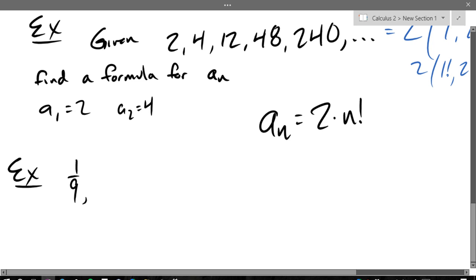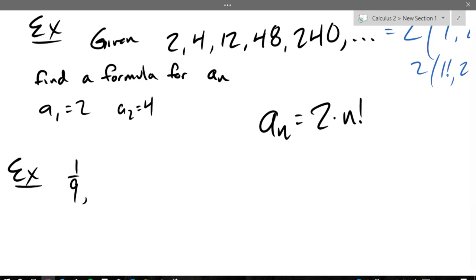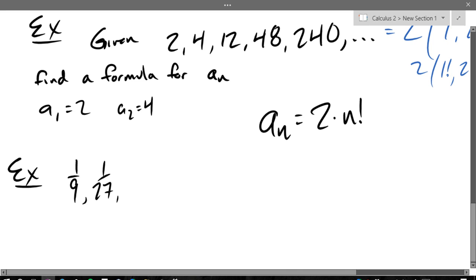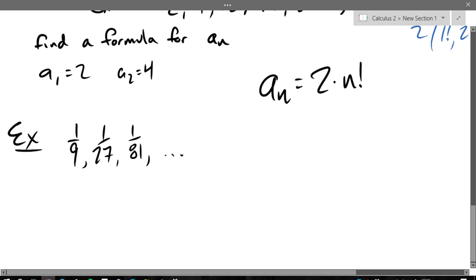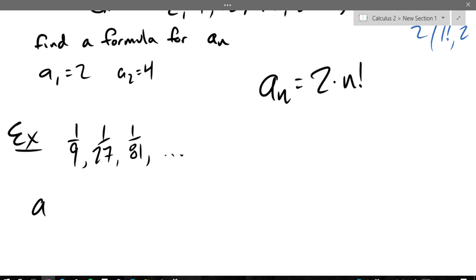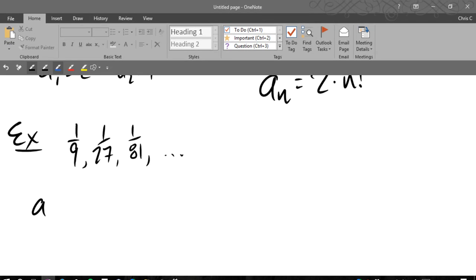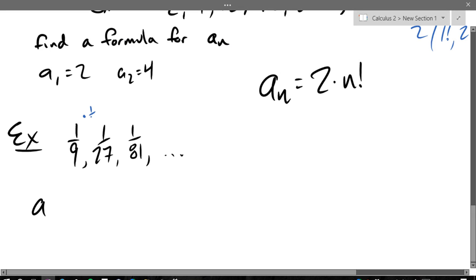1/9. Oh, this one's too easy. So what pattern is happening here? What do I multiply by to get to the next term? 1/3. So this is multiplied by 1/3. So that's the pattern your brain should have detected. So we're going to multiply by 1/3, multiply by 1/3.